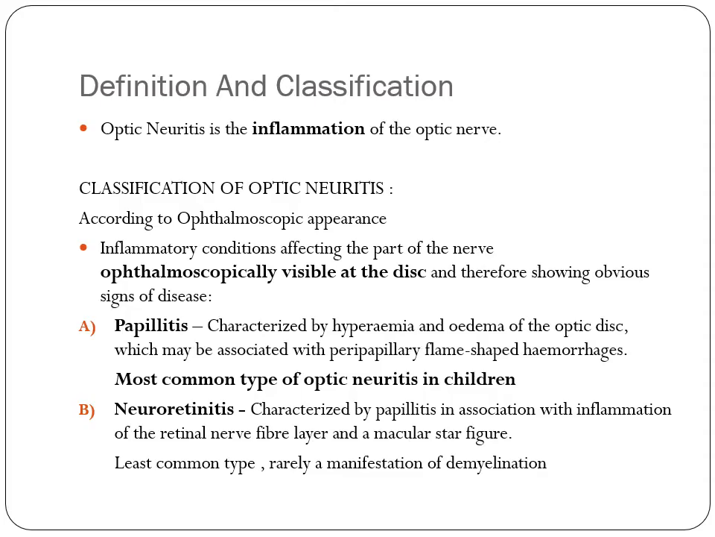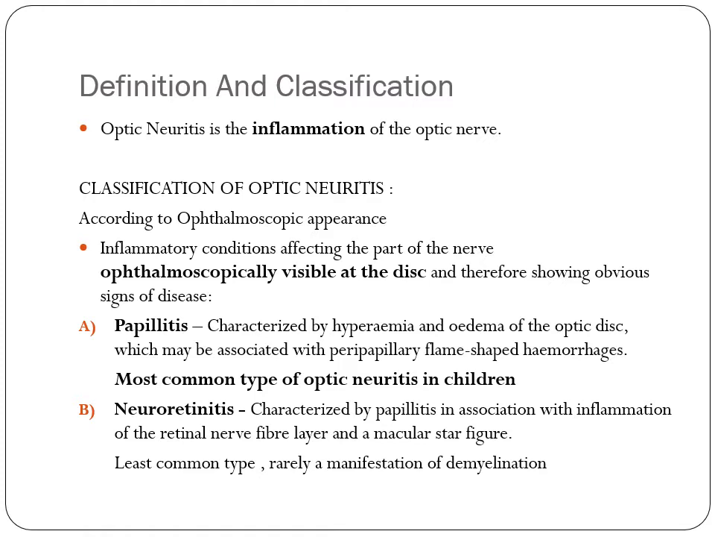What is the definition and classification? Optic neuritis, as the name suggests, is the inflammation of the optic nerve, like the itis of appendicitis. Now, how to classify optic neuritis?